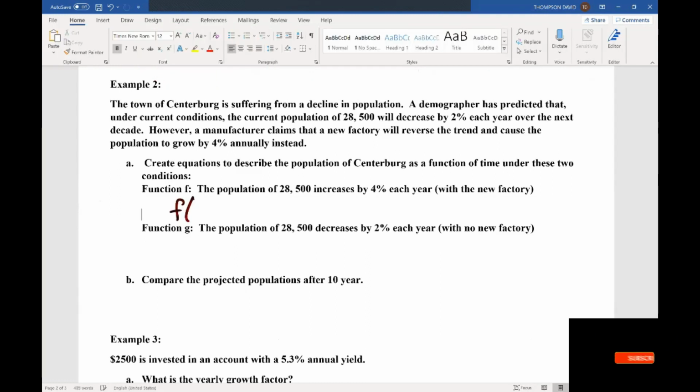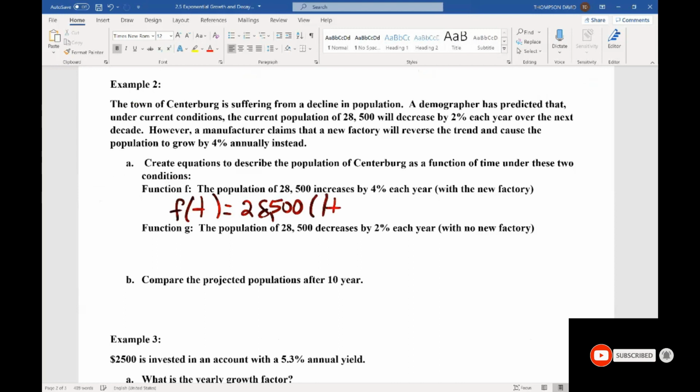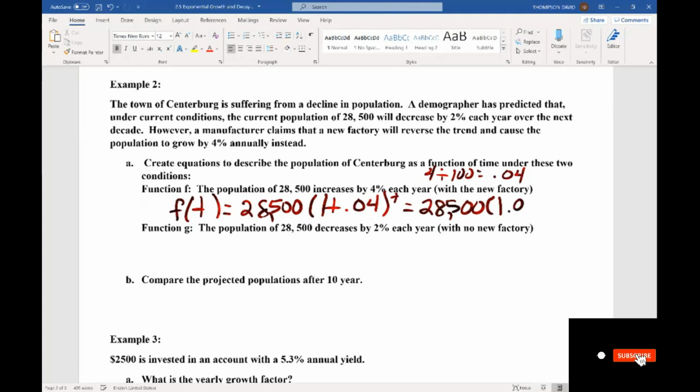So let's write that function. f of t equals our initial value is 28,500, and we're increasing. So to write our function, we want to do 1 plus our percentage as a decimal. So we're going to take 4 divided by 100, which gives me 0.04. This will be 1 plus 0.04 raised to the t. So that gives me 28,500 times 1.04 raised to the t.